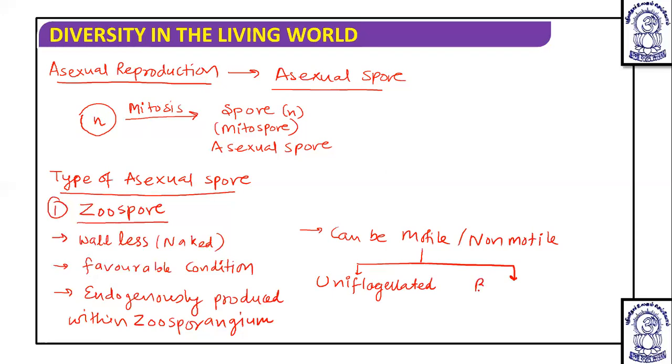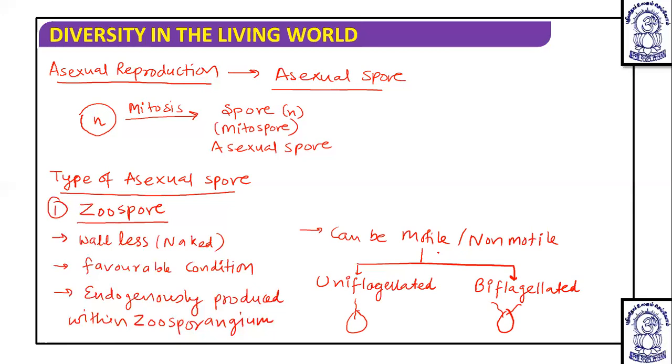They can be uniflagellated or biflagellated. This is uniflagellated. This is biflagellated. So both can be possible. Zoospores are motile, can be non-motile, but usually they are motile and flagellated.